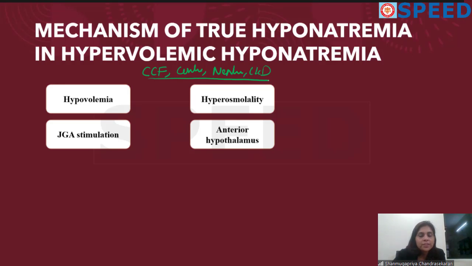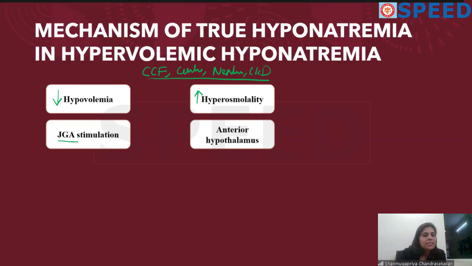In all these conditions, there is a shift of fluid from the intravascular compartment into the interstitial fluid. Because of this, there is a reduction in the intravascular volume, and there is an increase in the osmolality. The decrease in the intravascular volume causes the JG apparatus to get stimulated. The increase in osmolality stimulates osmoreceptors in the anterior hypothalamus.